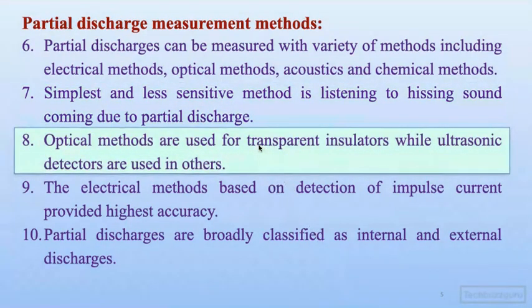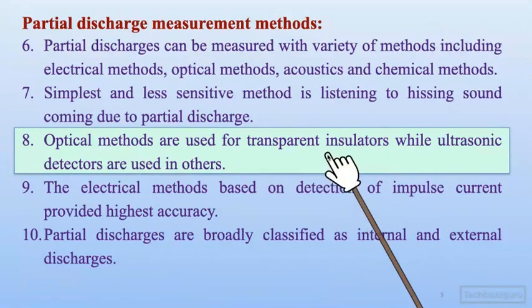Then optical methods are used when the insulators are transparent. Optical means visualizing, either passing some kind of monochromatic light through the insulator or visualizing the discharges. Such measurements can be used only with transparent insulators. For example, glass insulators or fiber insulators which are transparent can be tested using optical methods.